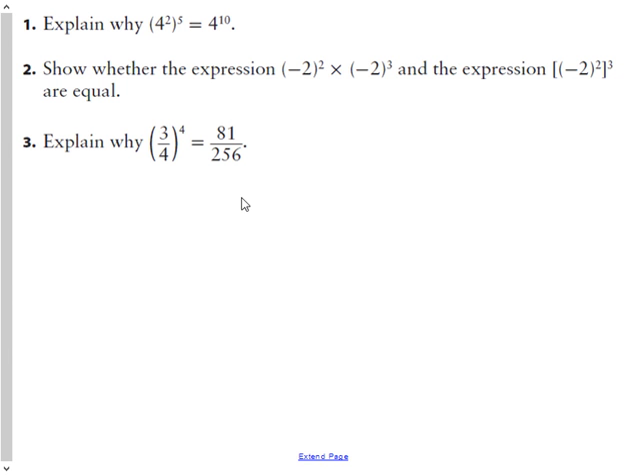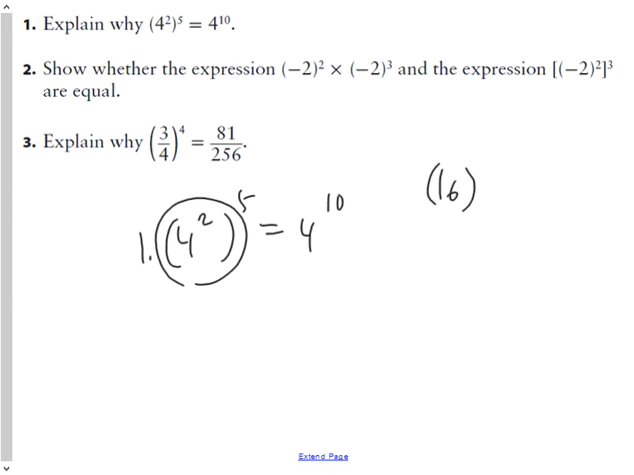So the first question says, explain why 4 squared, when multiplied by 5, is equal to 4 to the 10. And I think when we've done this quite a few times, that if it's in brackets, this is the base. 4 squared is the base. And we can think of it as either being 16 as the base, or we can think of it as 4 squared being the base. And the exponent outside the bracket says multiply the base by itself that many times. So really, what we're asked to do is take that base and multiply it by itself 5 times.